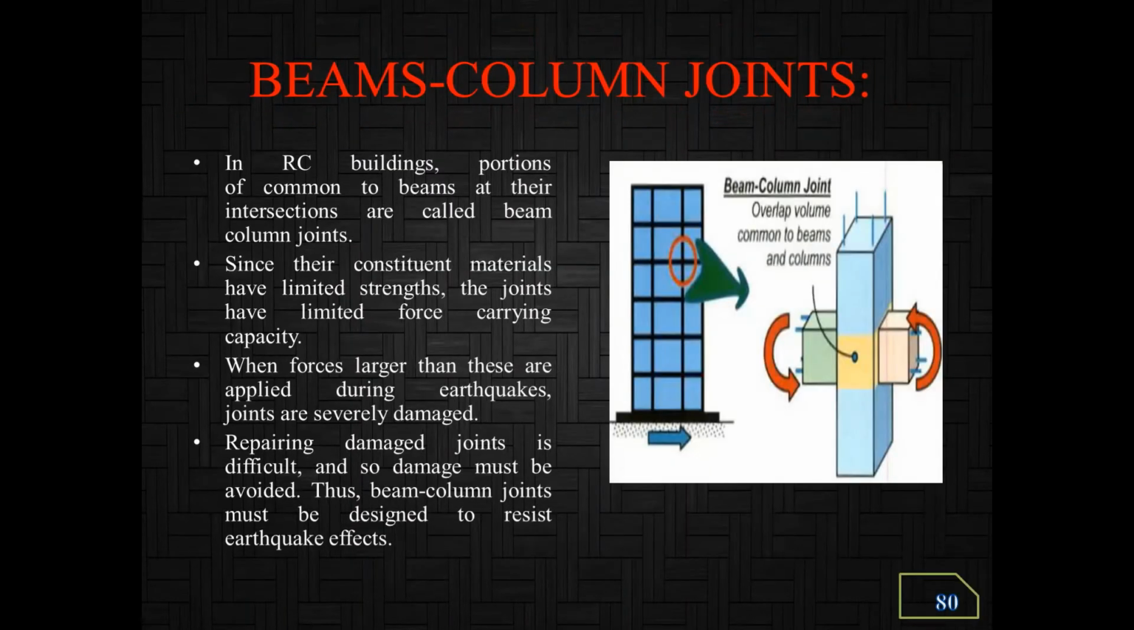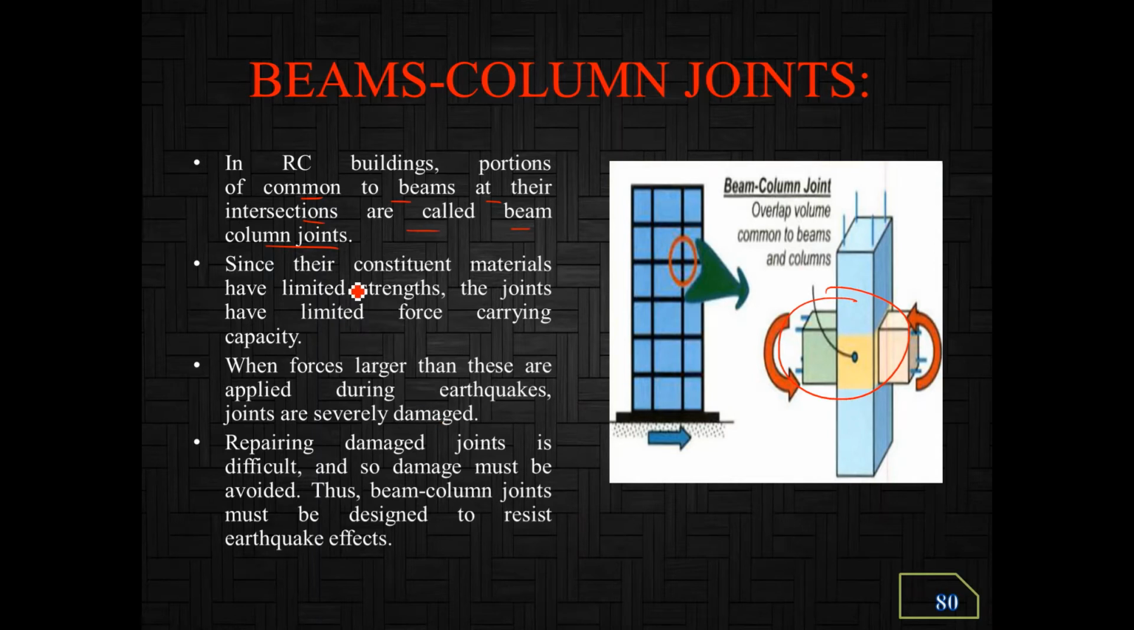Now we have to provide a beam column joint. We have to understand why the beam column joint is the most important phenomenon for resisting earthquake force. In an RC building, the portion common to beam and column at their intersection is called the beam column joint. This is called a beam column joint.